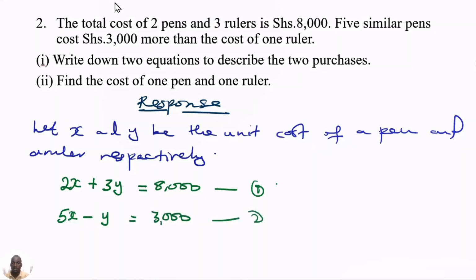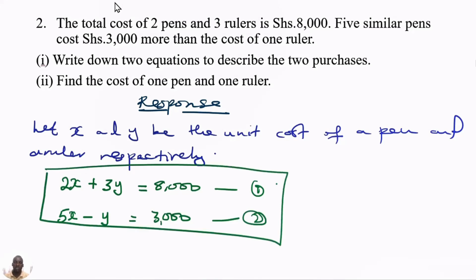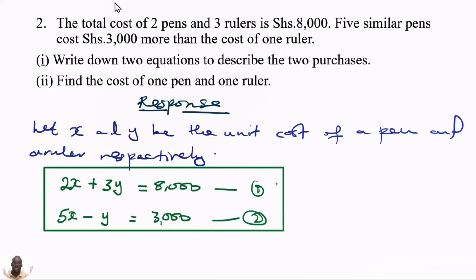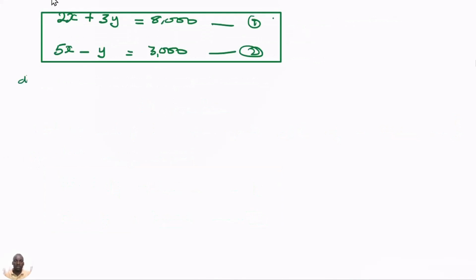We name this as equation 2. Therefore, this becomes our simultaneous equations we have formed. Then we need to go ahead and solve them using the matrix methods. And let us begin by using the adjoint method.